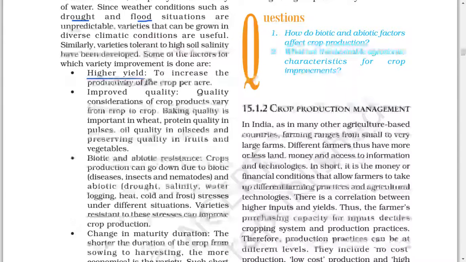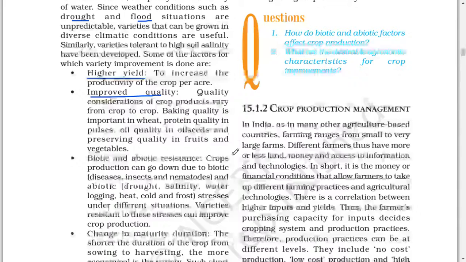Higher yields, to increase the productivity of the crop per acre. Improved quality. Quality considerations of crop products vary from crop to crop. Baking quality is important in wheat, protein quality in pulses, oil quality in oilseeds, and preserving quality in fruits and vegetables.